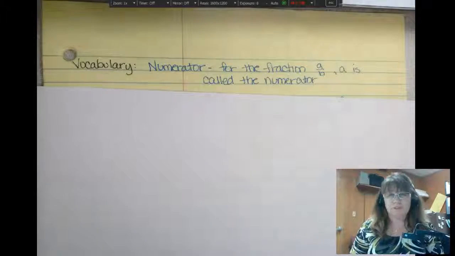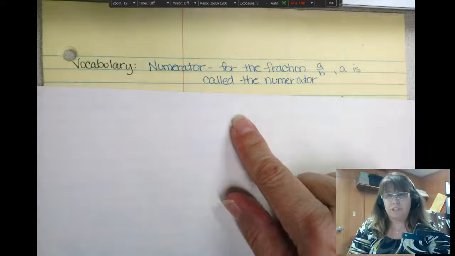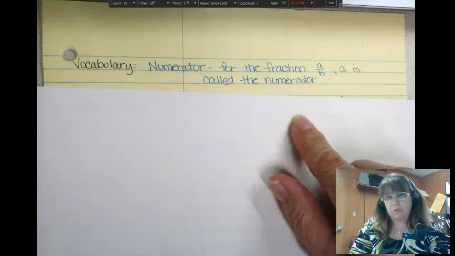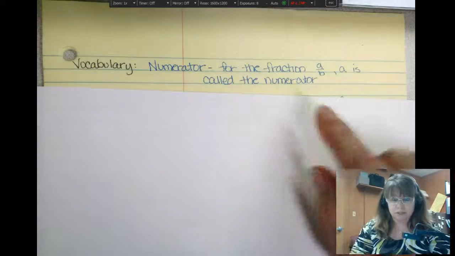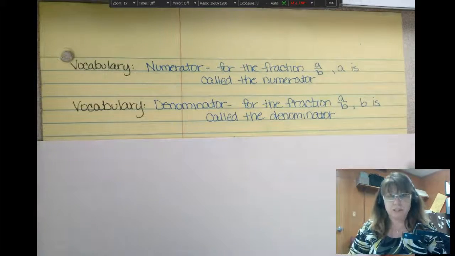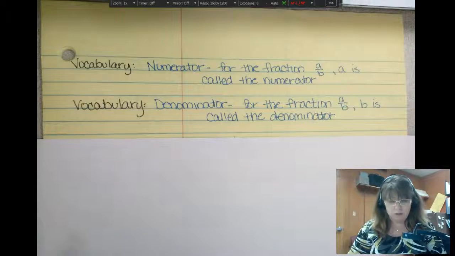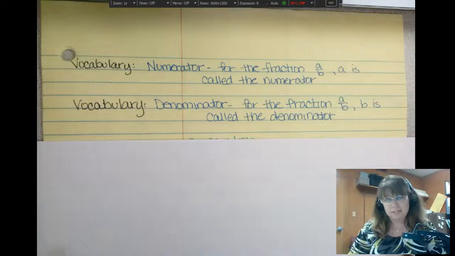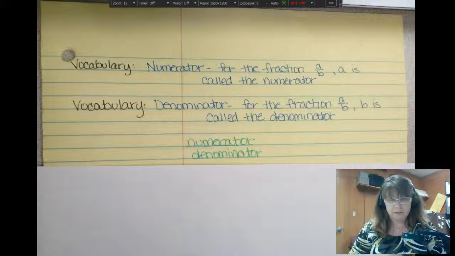I'm going to throw a lot of vocabulary at you, so let's start with the numerator. The numerator for a fraction a over b is a. That's called the numerator. The top number is the numerator. The bottom number is the denominator. So in the fraction a over b, b is the denominator. And you'll hear me say numerator and denominator frequently. The numerator is on top and the denominator is on the bottom.